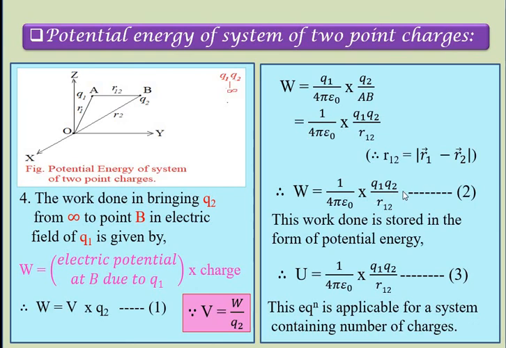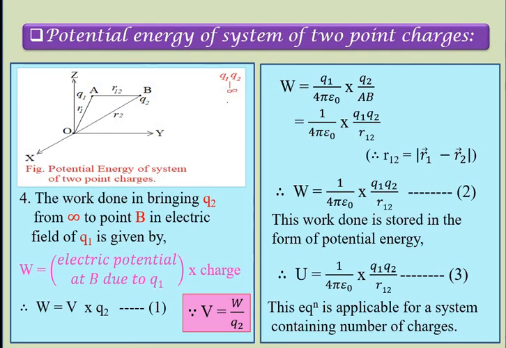See these two equations, equation 2 and equation 3. Both equations are the same, but here W is replaced by U, because this is the work done, and the work done is stored in the form of potential energy denoted by letter U. Therefore, U equal to 1 upon 4 pi epsilon 0 into Q1 Q2 divided by R12. This is the required expression for the potential energy of a system of 2-point charges.